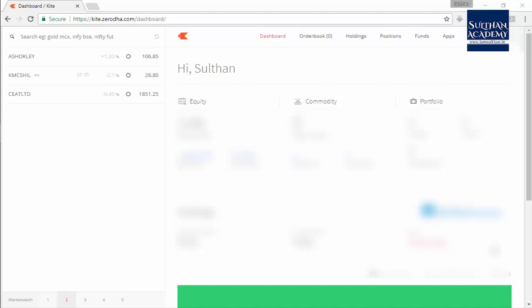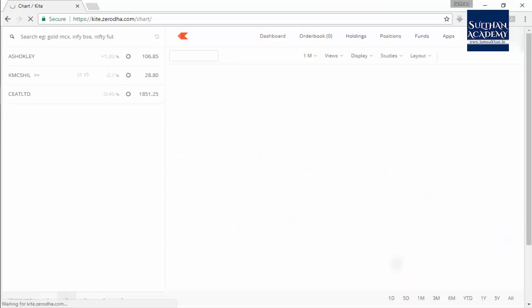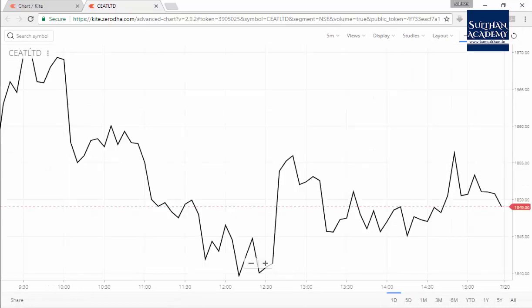So here I have a chart of Seat Tyres Private Limited, which is listed on NSE. You can see here the market in India opens at 9:15 a.m. and closes at 3:30 p.m., during which there are many trades.